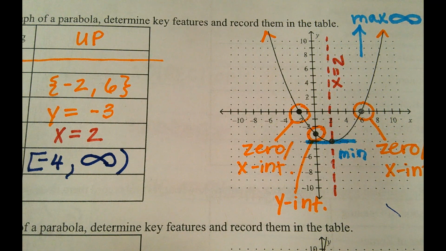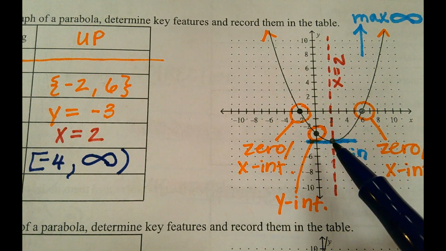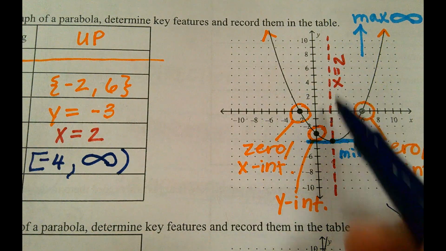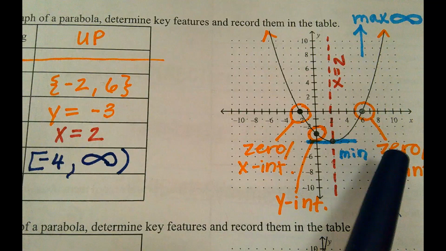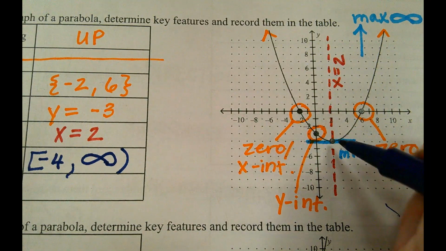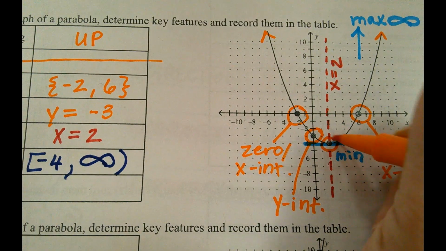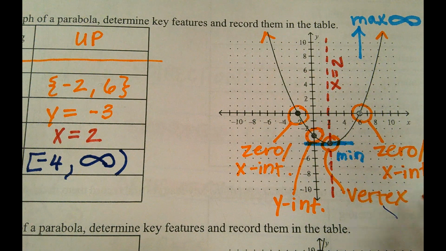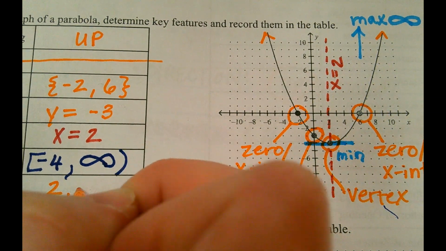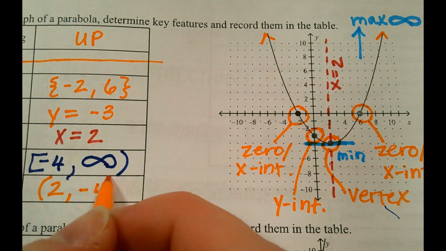Okay, so Amber just told me correctly. Our vertex is that lowest point here. The x value is the same as the axis of symmetry, it's 2. And then the y value is -4 for the vertex. So I'm going to circle that, and label it as my vertex. And it's 2, -4. And this is a coordinate, so we do put it in parentheses.